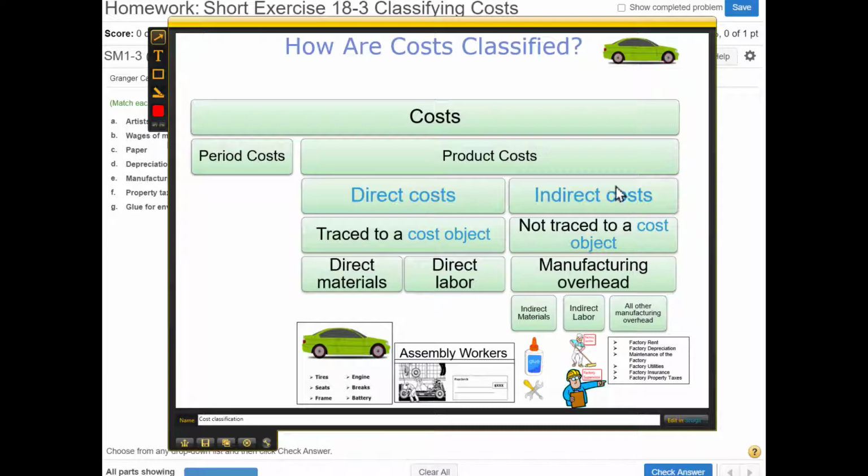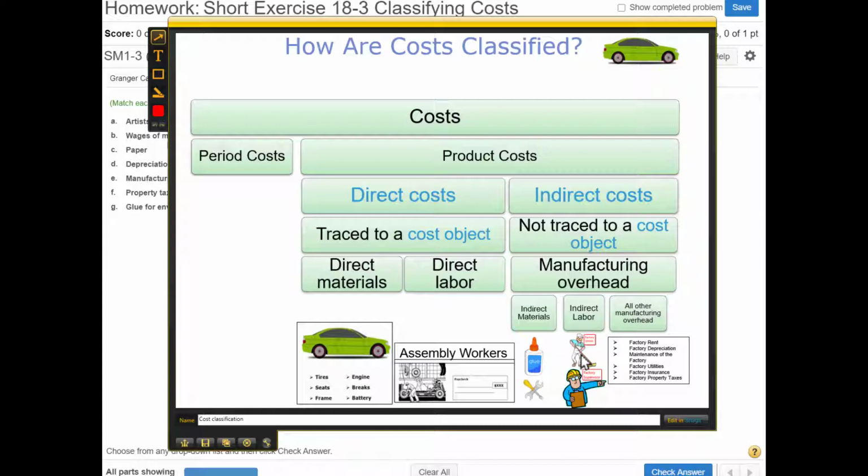Now, there are indirect costs, which are costs used to make the car, but it's either impractical to trace them to a specific car, or impossible, or not cost effective. For example, the hand tools used by a worker. That tool is used on many cars, so you can't tie the cost of that wrench or the screwdriver or the hammer to a specific car. So it's an indirect material.